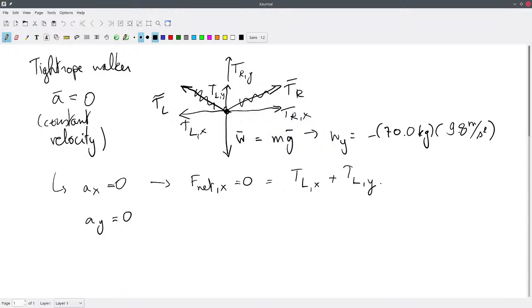And the net force in x is TLx plus TRx. So that's the x component of the net force. And so since only the tension has components along the x direction, that is going to give us the sum of those two x components. And so that will mean that TLx must be equal to minus TRx.